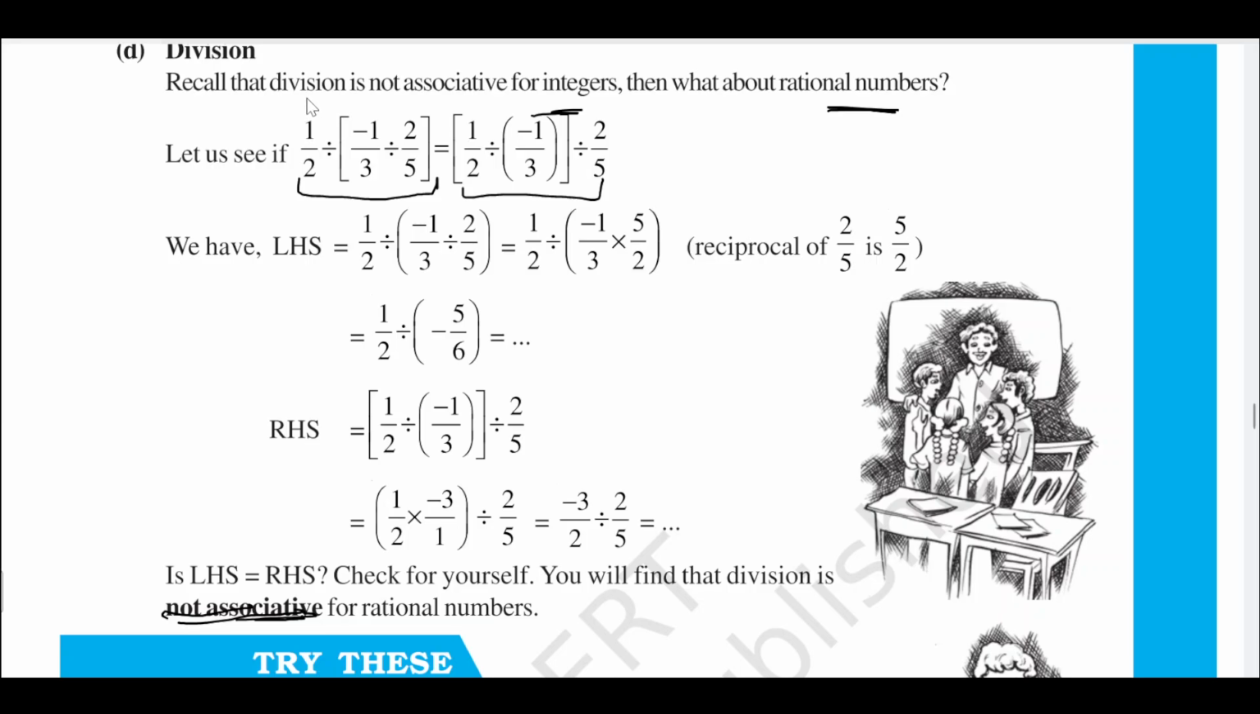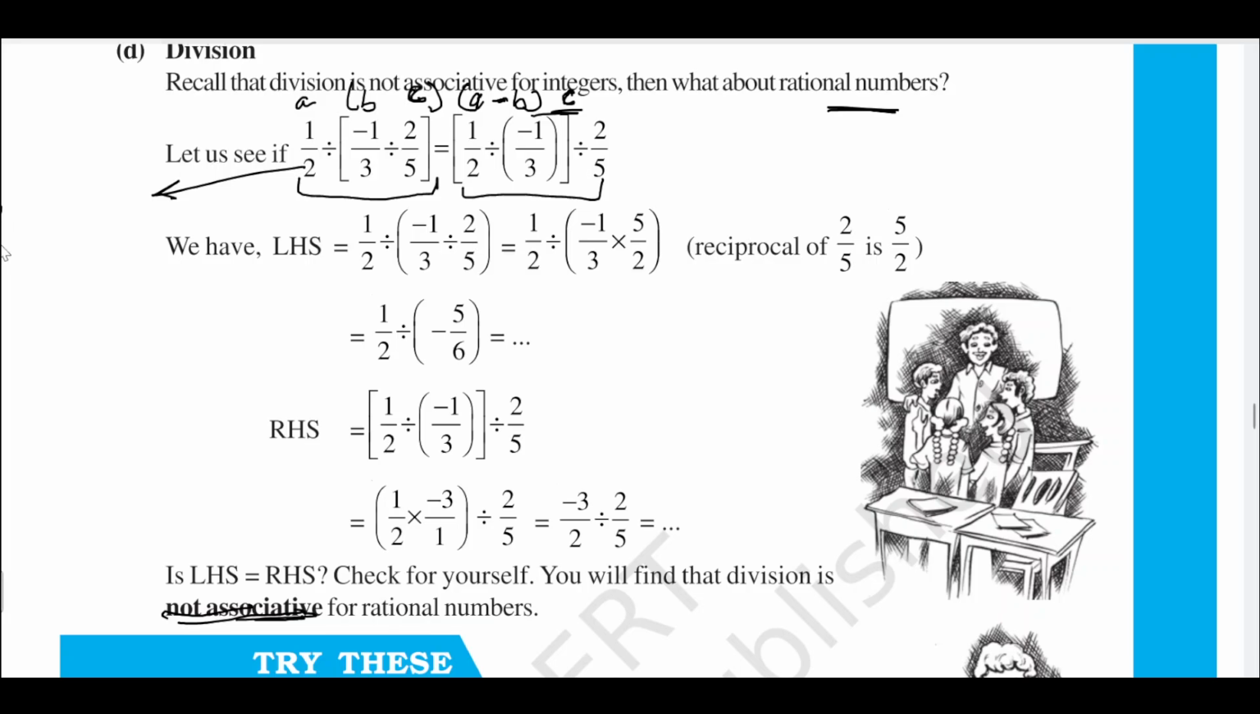Here A is 1 by 2, B is minus 1 by 3 and C is 2 by 5. So in the first example, they have grouped B and C together and kept A outside. In the RHS side, they have kept A and B in one group and kept C alone. So we will first solve the LHS side.